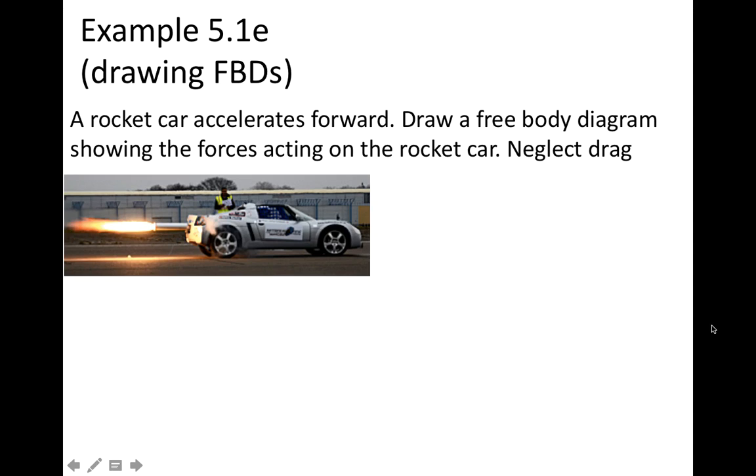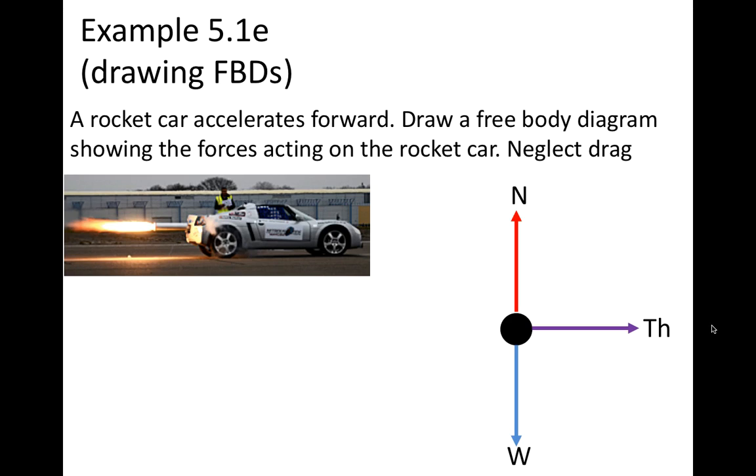Okay, here we have a rocket car that's accelerating forward. We're going to draw the free body diagram showing all the forces on the car, and again, we're going to neglect the drag force. So here's our rocket car, and the rocket car, of course, has the weight force acting down. And here there's a rocket, so the rocket provides a thrust, and here the thrust is going to be forward, and that's going to be to the right based on the picture.